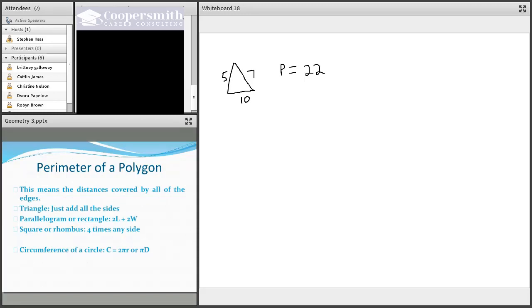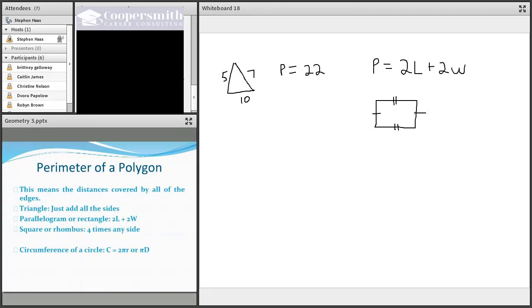With a parallelogram, there is a little bit of a trick to it. With any kind of a parallelogram, or even a rectangle, which is really just a type of parallelogram, the perimeter of a parallelogram or a rectangle is 2 times the length plus 2 times the width. And if you think about this logically, the reason is, let's say you have a rectangle, the same thing applies when you're talking about a parallelogram.